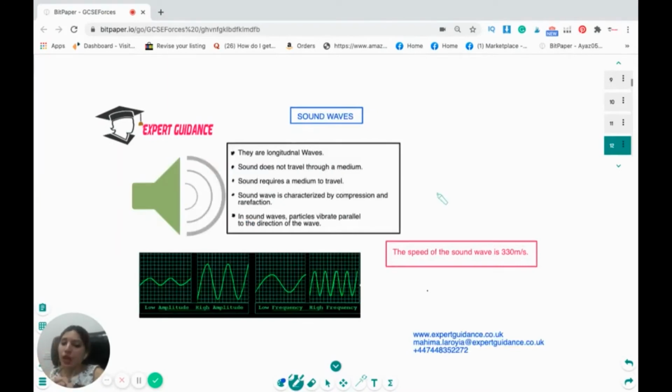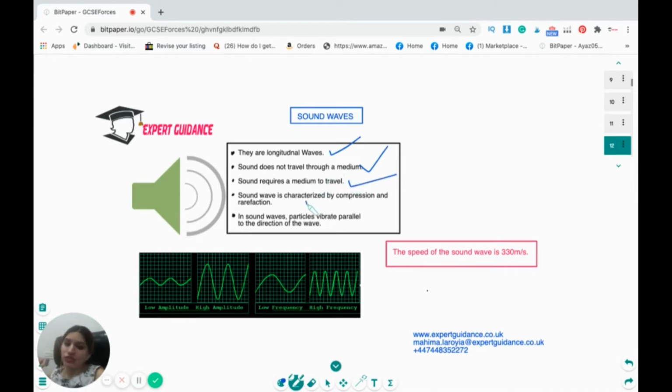Okay, so I hope the light waves is clear to you. Now let's move on to the sound waves. As we discussed in the first slide, the sound waves are longitudinal. The sound does require a medium to travel.